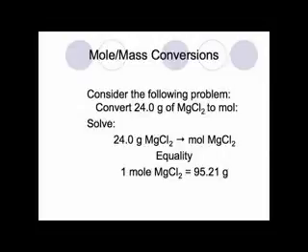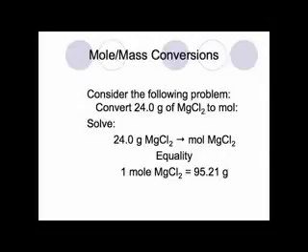So let's take a look at a problem where we're going to convert between moles of a substance and mass of a substance. Consider the following problem. We have 24 grams of magnesium chloride and we want to change this to moles. When we get to stoichiometry, we'll find out that we cannot compare different substances by mass, but we can compare them in terms of the mole.